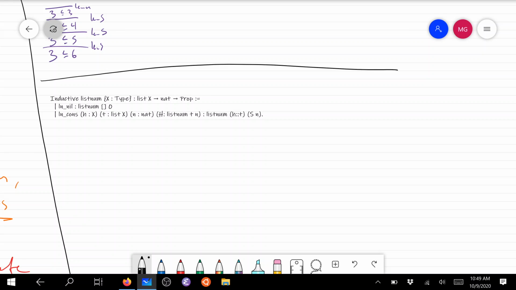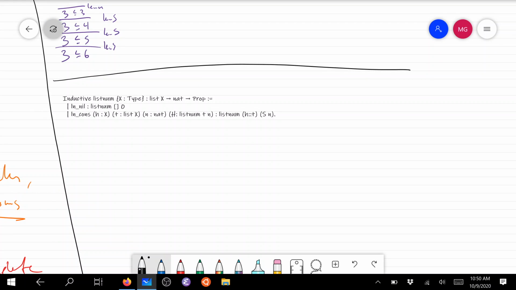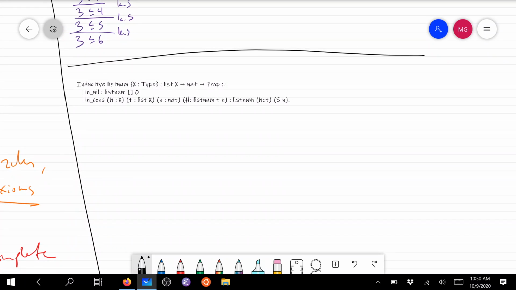Okay, let's look at ListNum. So let's draw up the rules. There's 2 rules, ln nil and ln cons.